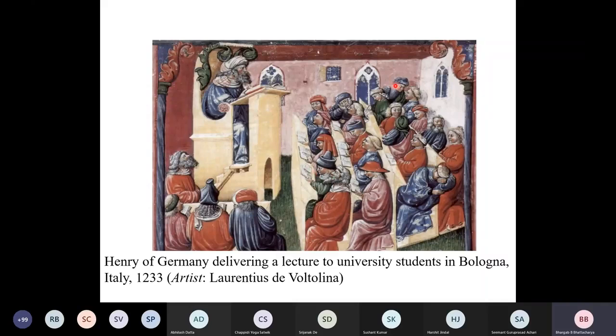So look at the back bench. These two guys are talking to each other. This guy here, maybe he's thinking something else. And look at this guy, my God, this guy is sleeping. So this is a typical scenario as depicted as early as the 13th century. This is a scenario of delivering a lecture to university students at Bologna in Italy.